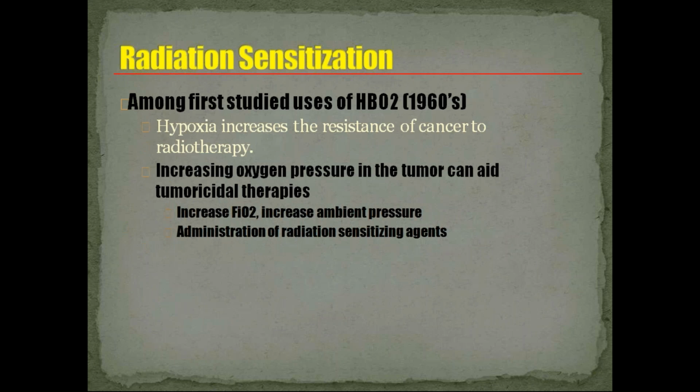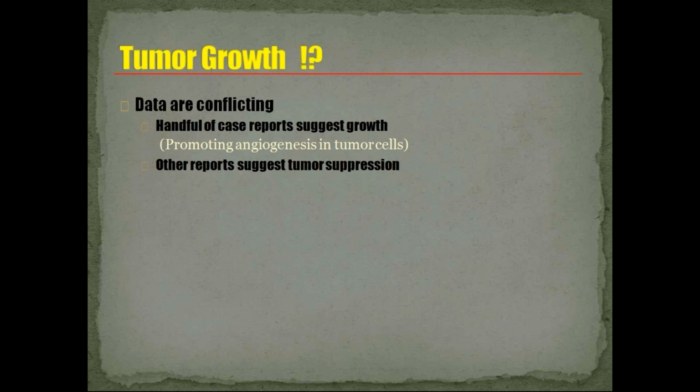Coming to radiation sensitization, among the first studied uses of hyperbaric oxygen in the 1960s, hypoxia increases the resistance of cancer to radiotherapy. Increasing oxygen pressure in the tumor can aid the tumoricidal therapies: increase the FiO2, increase ambient pressure, and administer a radiation sensitizing agent. But still it is controversial. Data are conflicting. A handful of case reports suggest growth, promoting angiogenesis in tumor cells. Other reports suggest tumor suppression. So it is still controversial whether we can use HBO in these cases.